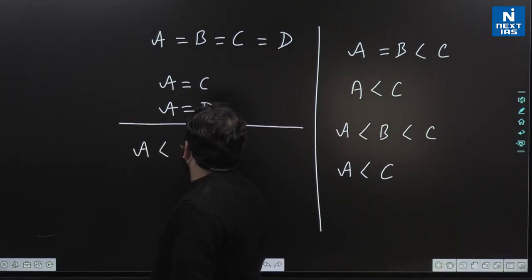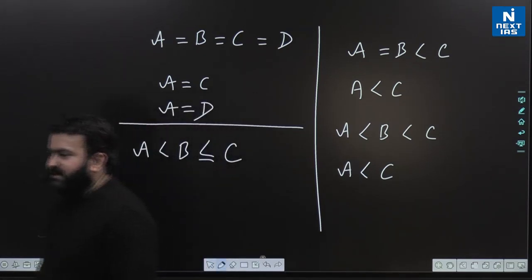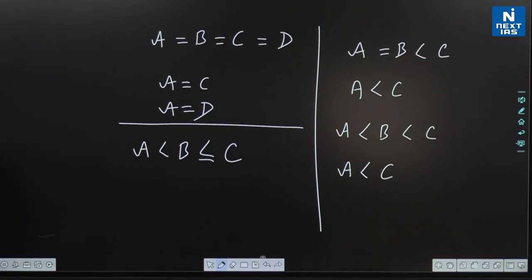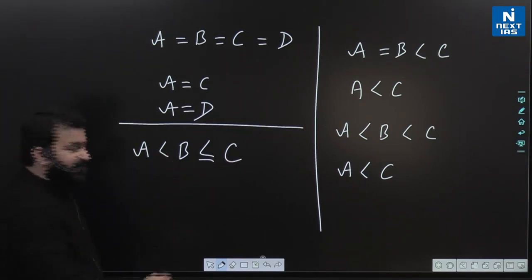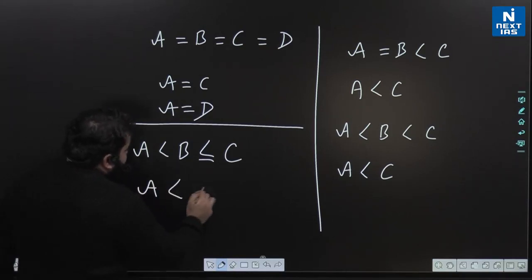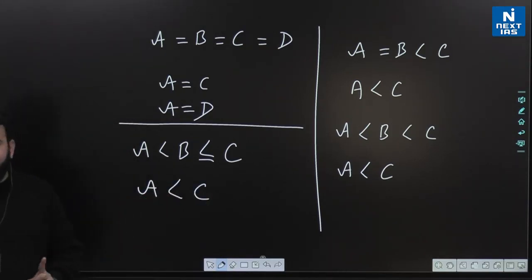A is less than B, B is less than or equal to C. A is less than B and B is less than or equal to C. So all of you, what will be the relation between A and C? अब ध्यान से. Relation will be what? A will be less than C. अब ध्यान दें. Remember, A will be less than C. A will not be less than or equal to C. A will be less than C.